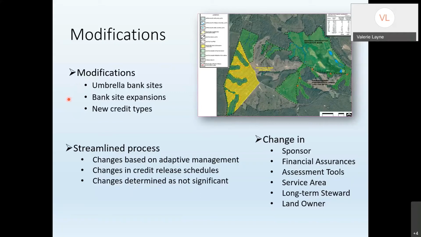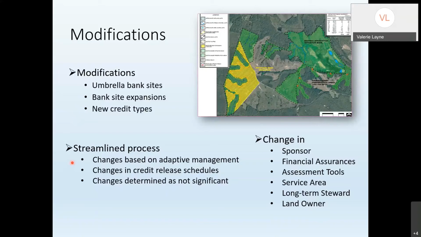And so anything like adding a site or expanding the bank or adding a new credit type, those come with a lot of documentation. So they can take a little bit longer than other things like down in this list over here under streamlined process, where these things may not take as long and don't need as much documentation.